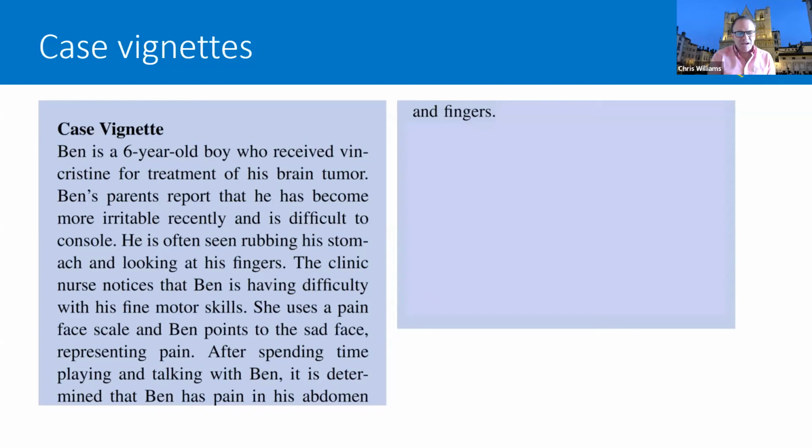So this one here is Ben, and Ben's a 6-year-old boy who's received vincristine for his treatment of his brain tumor, which is a type of IV chemotherapy we'll give. Ben's parents report he's become very irritable recently and difficult to console. He's often rubbing his stomach and looking at his fingers. The nurse notices this, that Ben has been having difficulty with his fine motor skills, and she uses a pain face scale, and Ben points to the sad face, indicating pain in his hands. After spending some time playing and talking with Ben, it's determined that he has pain in his abdomen and in his fingers.